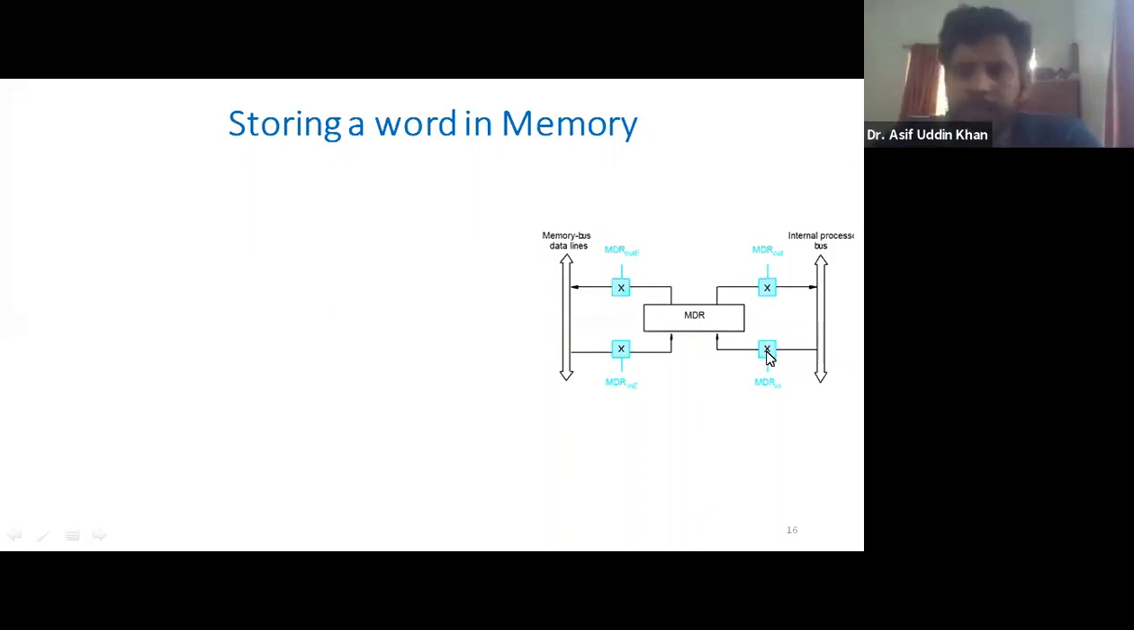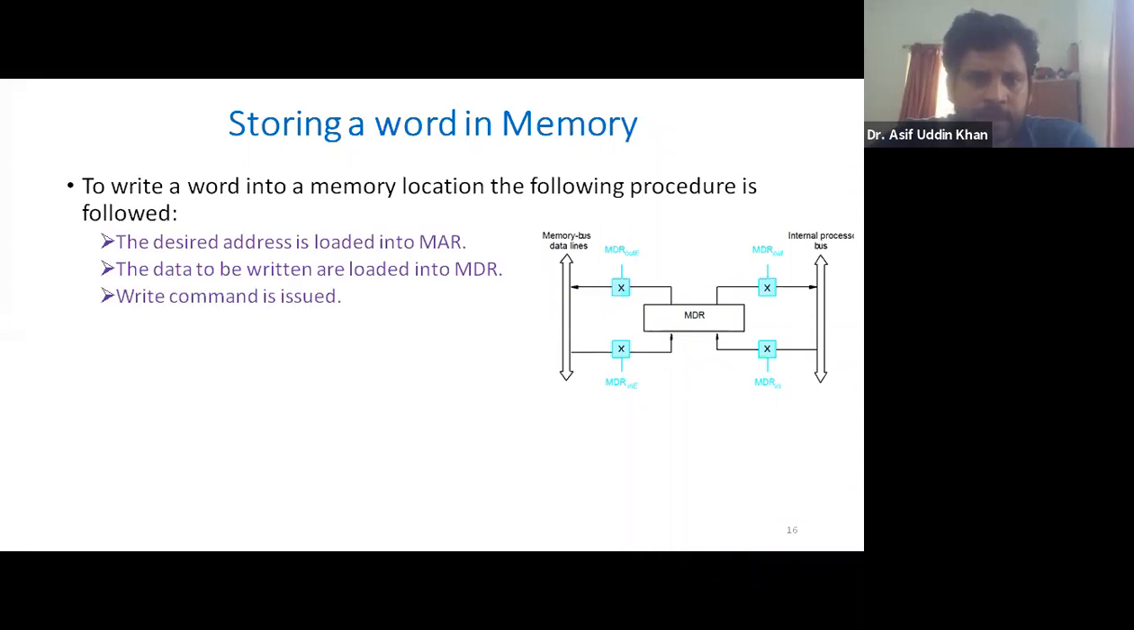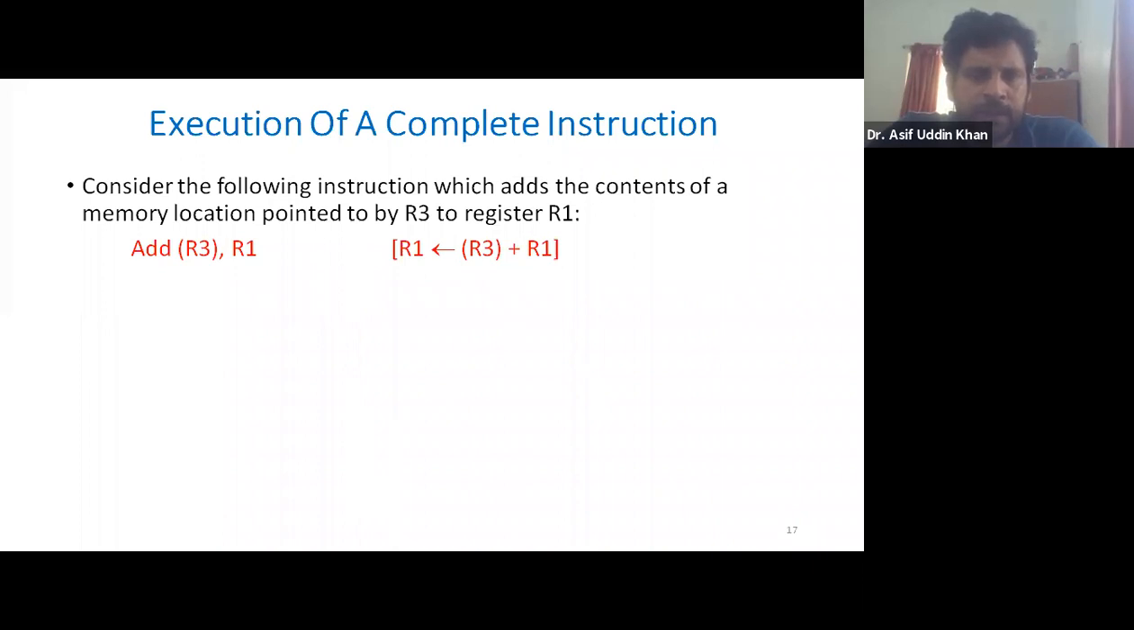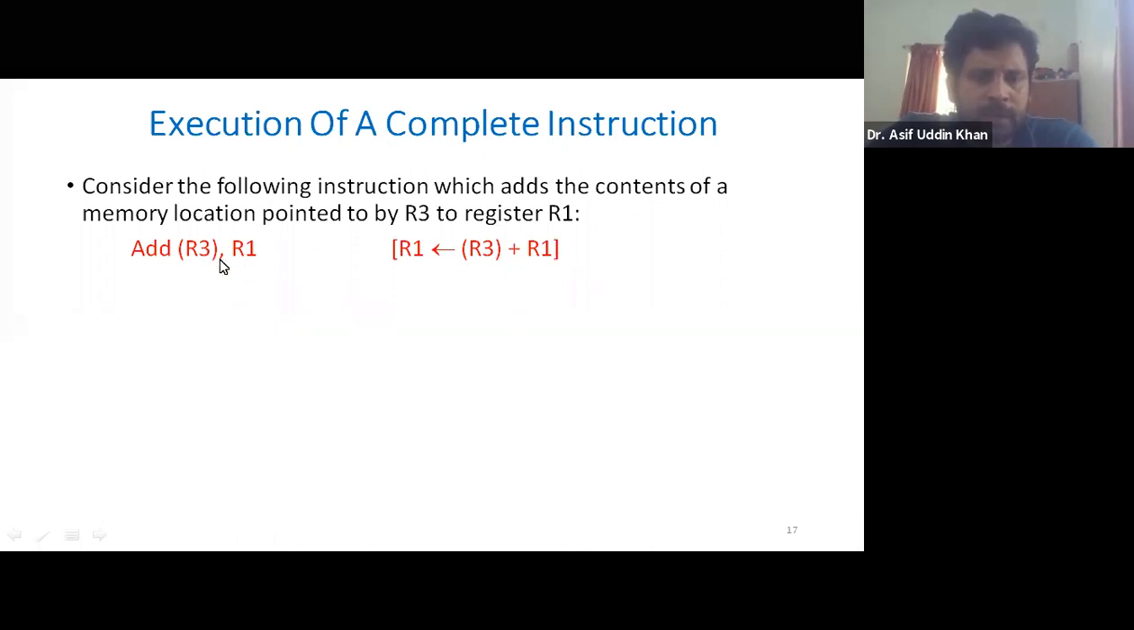And last class we were discussing the single bus processor architecture. So we discussed how instructions are executed in single bus processor architecture. Okay. So now we will discuss execution of a complete instruction in a single bus processor architecture, and we will take one example. So this is the example: add (R3) R1. Okay, R3 is written within bracket.